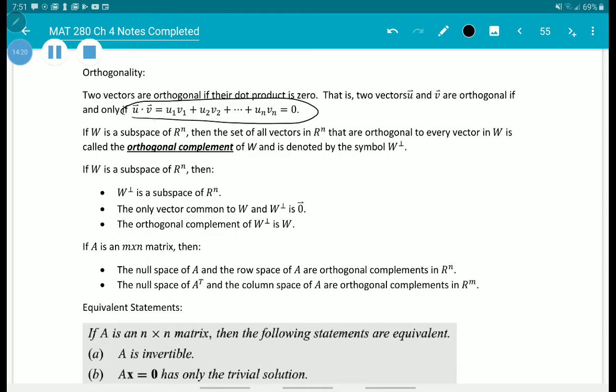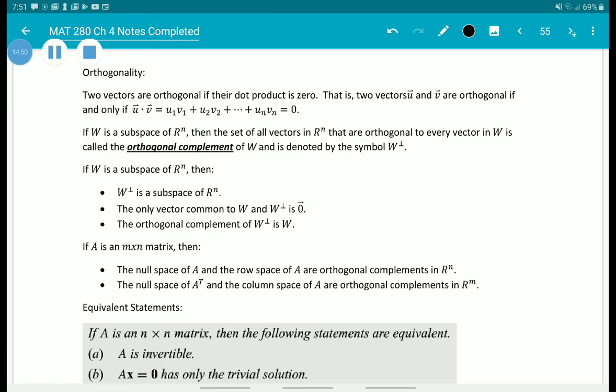So if U is vector U1, U2 to UN, and V is vector V1, V2 to Vn, then to dot those, U dot V is going to multiply those, add, multiply those, add, and so on. So that's your definition of that dot product. So if that dot product happens to be 0, then they're orthogonal.